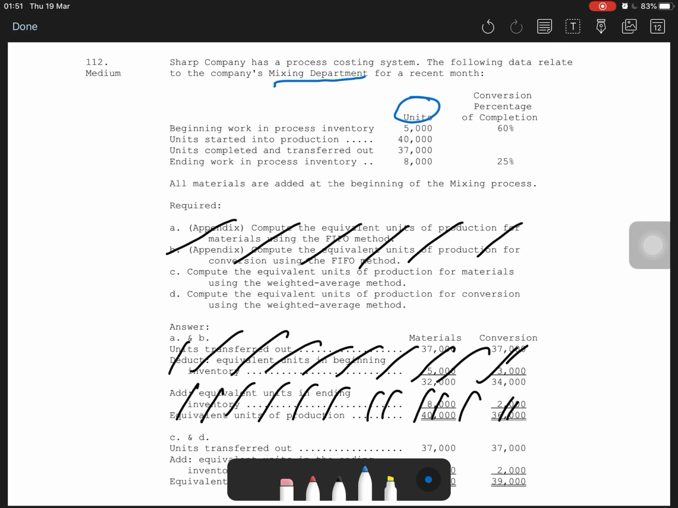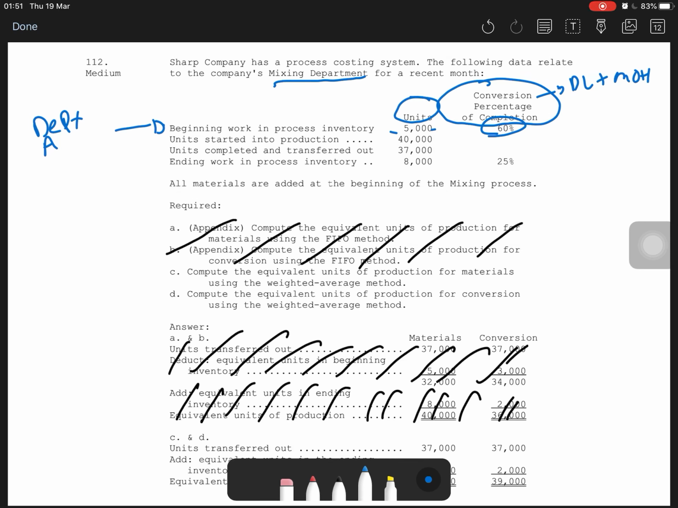These are numbers in units, and this is the conversion. Remember, when it says conversion, it means direct labor and manufacturing overhead. So the beginning work in process inventory is 5,000 units, right? It is coming from maybe department A, which is sent to the mixing department. The conversion percentage of completion is 60%.